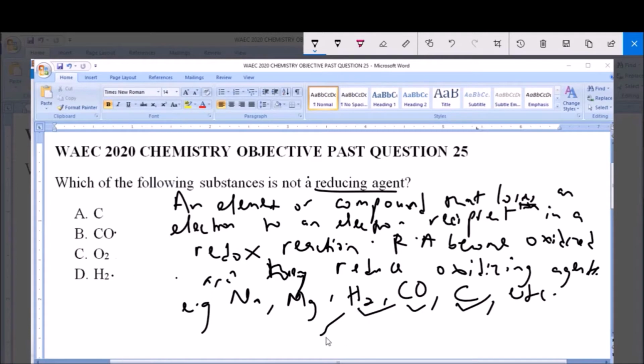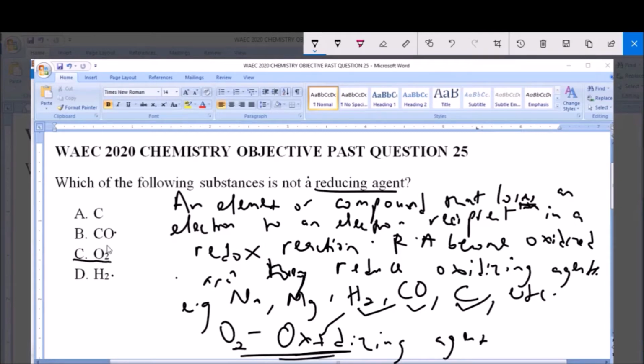Now oxygen is an oxidizing agent. That is, it is an electron acceptor and not an electron donor in a redox reaction. So oxygen, C, is not a reducing agent.